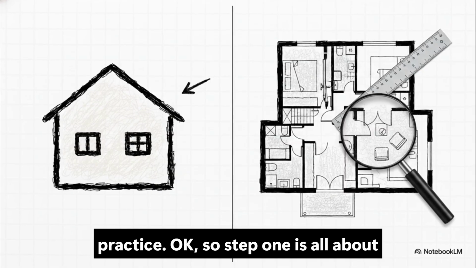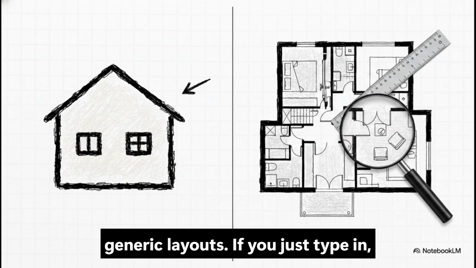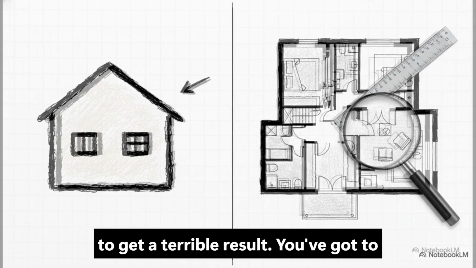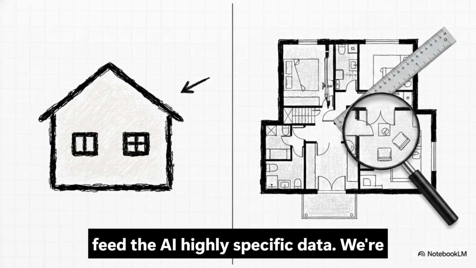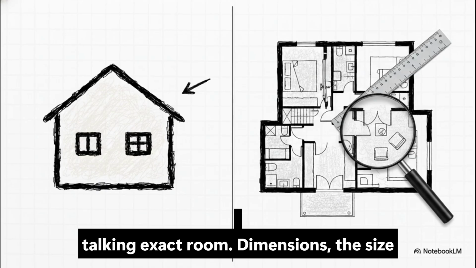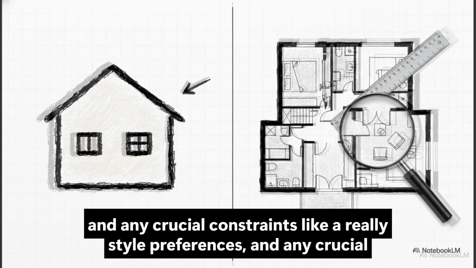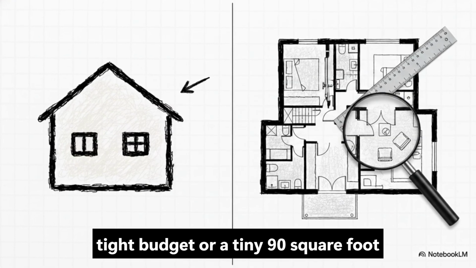Okay, so step 1 is all about defining the requirements. Because look, generic prompts yield generic layouts. If you just type in, hey, design me a nice house, you're going to get a terrible result. You've got to feed the AI highly specific data. We're talking exact room dimensions, the size of your plot, specific room functions, style preferences, and any crucial constraints, like a really tight budget or a tiny 90 square foot space.